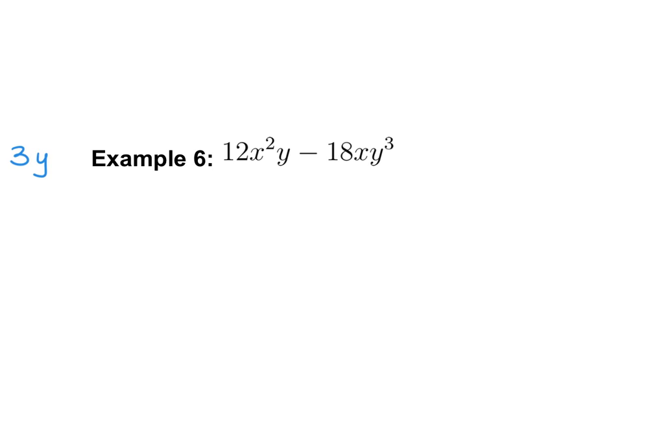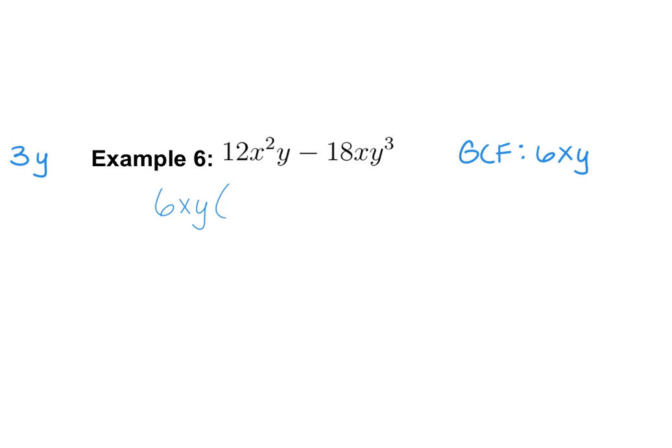Okay, next we have 12x to the second y minus 18xy to the third. So we're looking at the coefficients, the 12 and 18. 12 and 18 have a 6 in common. My smallest exponent for x is 1, so I can pull one of those out. My smallest exponent for y is 1, so I can pull one of those out. So my greatest common factor is 6xy.